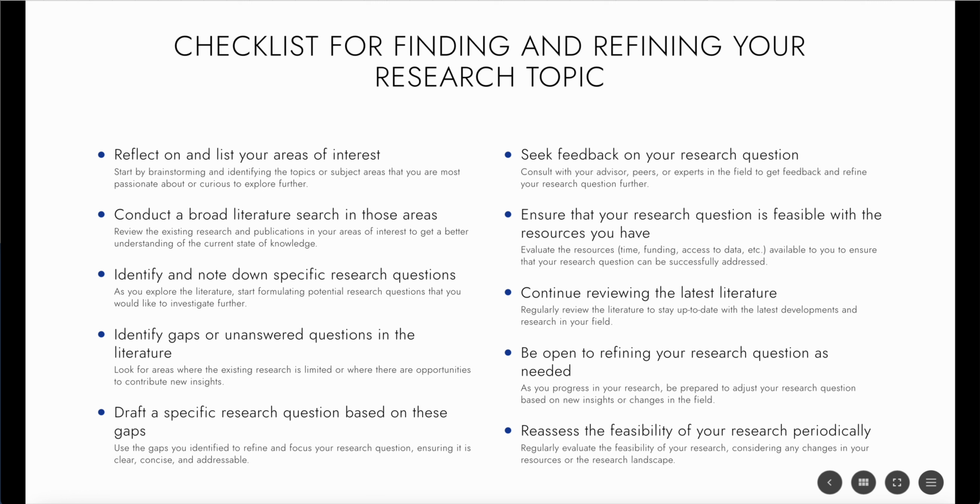And only after you have really sat with that and really fleshed it out, can you begin the research process. And that's determining what's feasible for you. Continuing to read literature, refining your question, and rethinking constantly about the feasibility of what you want to do.